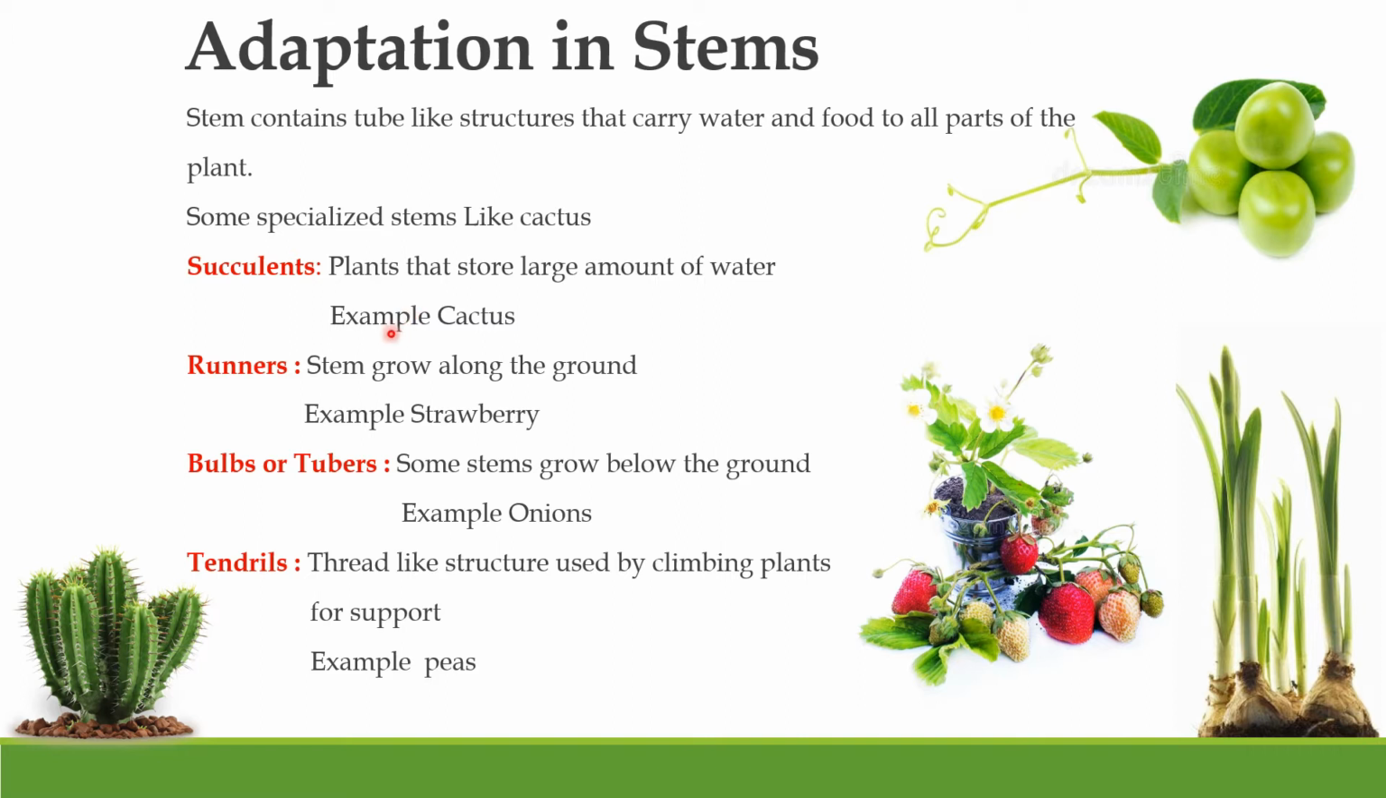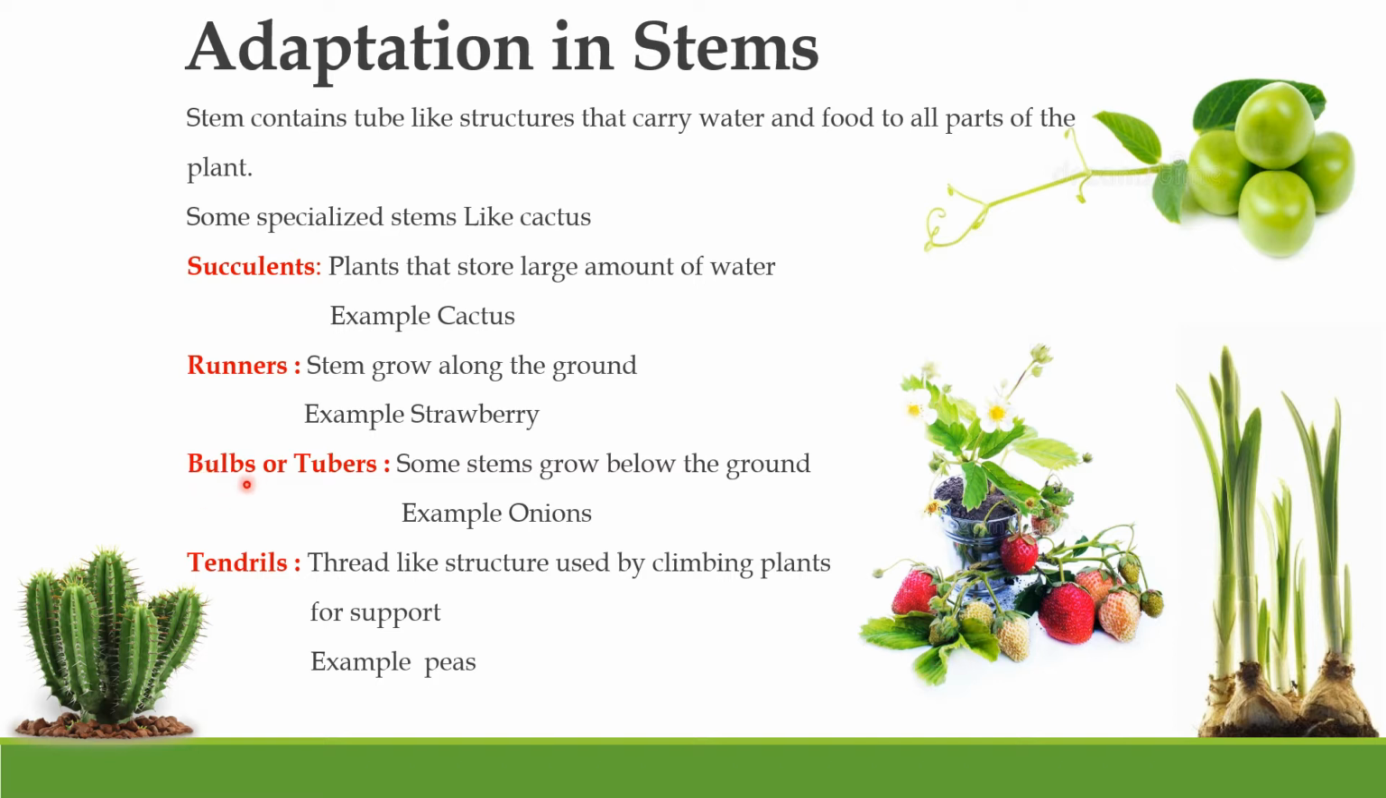For example, cactus. Runners. What are runners? Stems that grow along the ground are called runners. Do you see this? Example, strawberry. They grow along the ground.